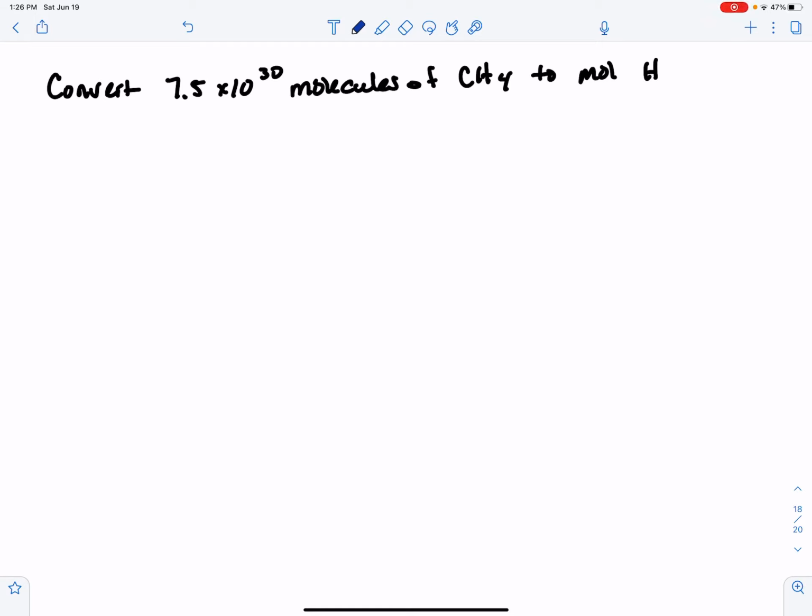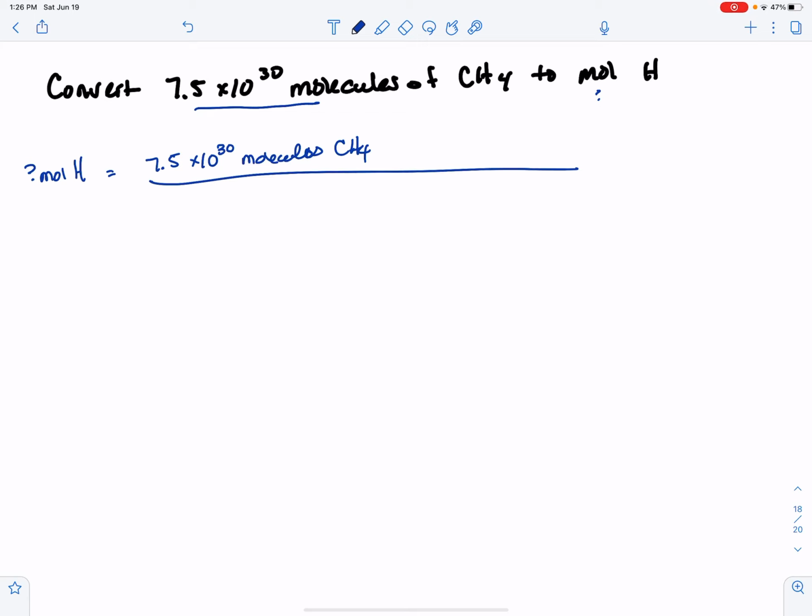In this problem, this is where I'm starting, and this is what I'm trying to figure out. So moles of H, that's what I want to know. And I'm starting with this large number of molecules, and it's CH4. Now, check something out here. Up until this point, we've had the same thing, but these are not the same. So I've got an extra step in here where I'm going to have to change from moles of this one into moles of this one.